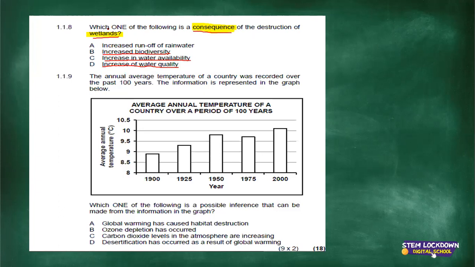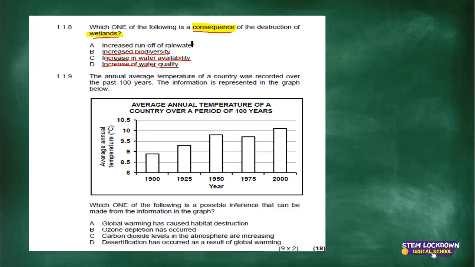Also, when you destroy wetlands, you are actually destroying a lot of biodiversity that exists there and that survives on wetlands. So you'd actually be decreasing biodiversity. You would be decreasing water availability. And you'd also be decreasing the quality of water. Why? Because you would be increasing the runoff of rainwater. In wetlands, the water is processed in such a way that it can have storage reserves. But now you are destroying it completely. So the answer here is A. We have deduced the answer.